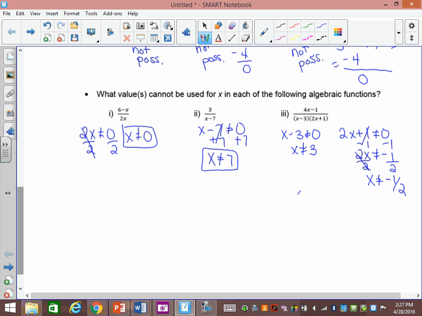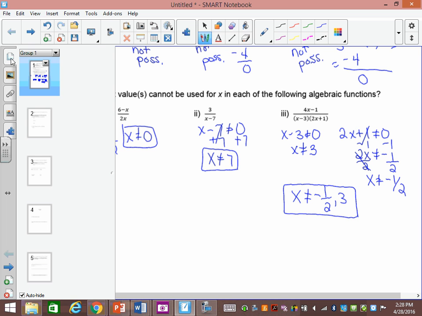And then you usually write them together. x can't equal, and usually they write from lowest to highest, but it doesn't matter if you put it in the other order, negative 1/2 and 3. Okay? So with all rational expressions, whenever you have a letter or a variable in the denominator, you have to state non-permissible values. So let's flip over.